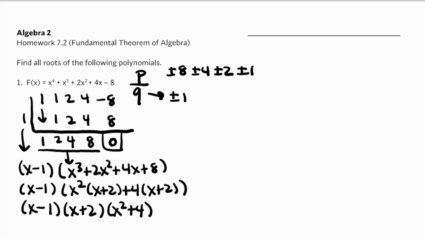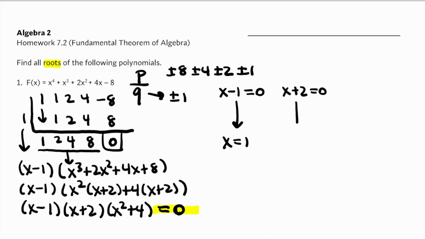Okay, and if I'm looking for roots, I should have done this a lot earlier, but roots is going to be where this is equal to 0. Alright, now I've got it down to factors that I can solve all of them. Okay, so x minus 1 could equal 0, and that would give me x equals 1. Okay, x plus 2 could equal 0. That would give me x equals negative 2.